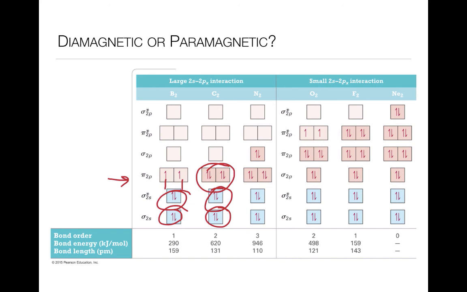So I have a higher bond order in carbon than I do in boron. And look at this, I actually have a shorter bond length because of that higher bond order. I also have a higher bond strength, a higher bond energy than I do in boron.